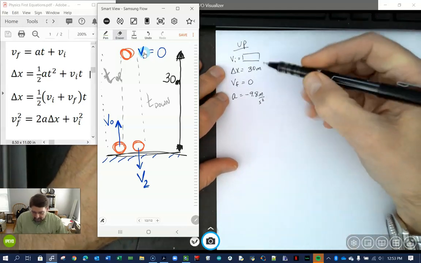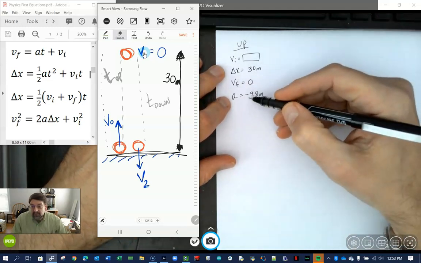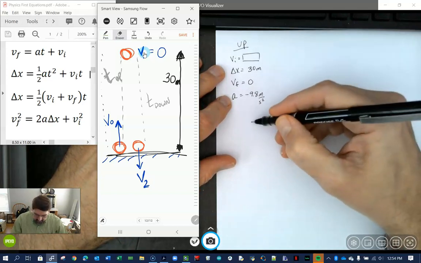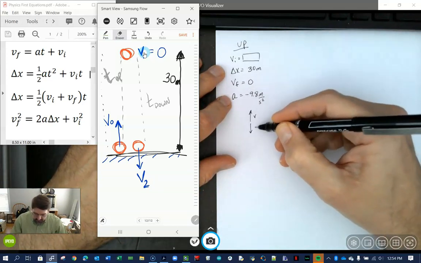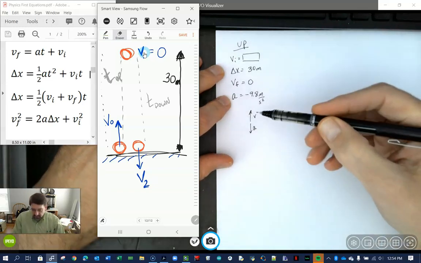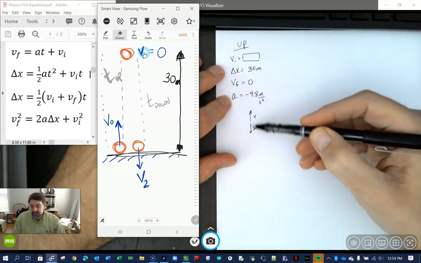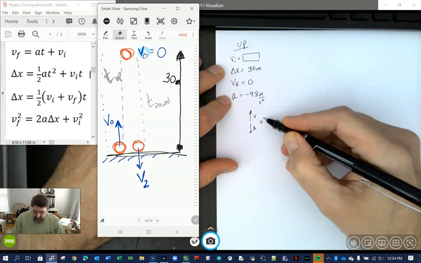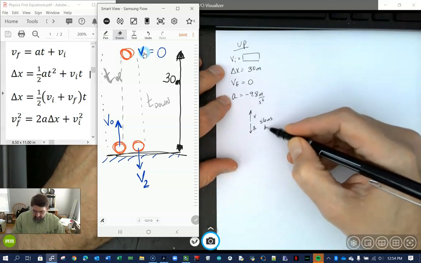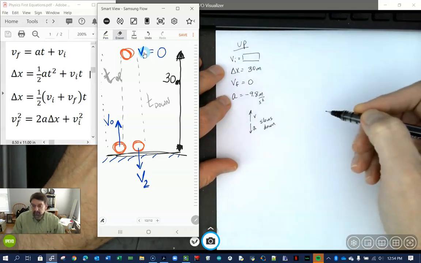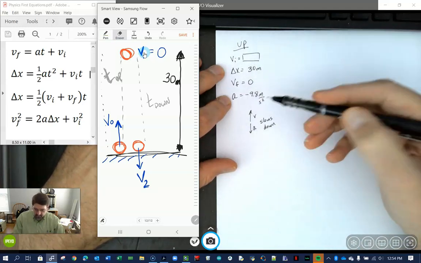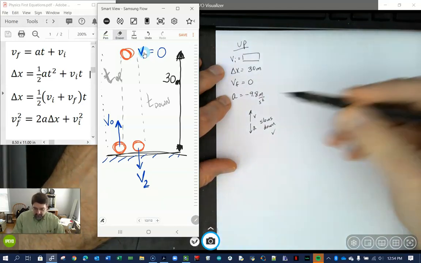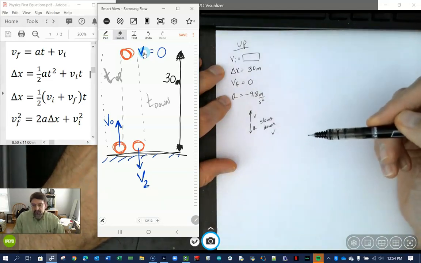And a lot of people have a hard time with this. Why is the velocity up when the acceleration is down? Remember, when the velocity and the acceleration are in the opposite direction, what does that mean? That means that the object slows down. Always. And does the ball slow down when it travels upwards? Yes, of course. So this is correct. The velocity is up and the acceleration is down.